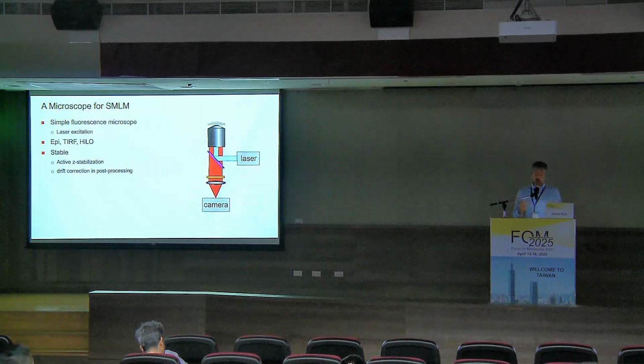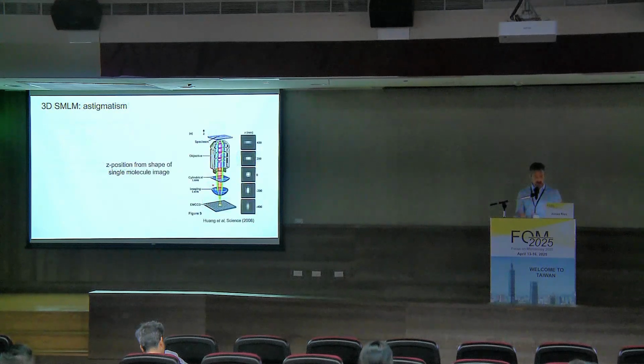It gets a bit more complicated if you want to do something like 3D or multicolor super resolution microscopy, but only slightly. For example, 3D single molecule localization microscopy. When we localize our single fluorophores, we get from this localization the X and Y position, but no direct information about the Z position. And this is a problem.